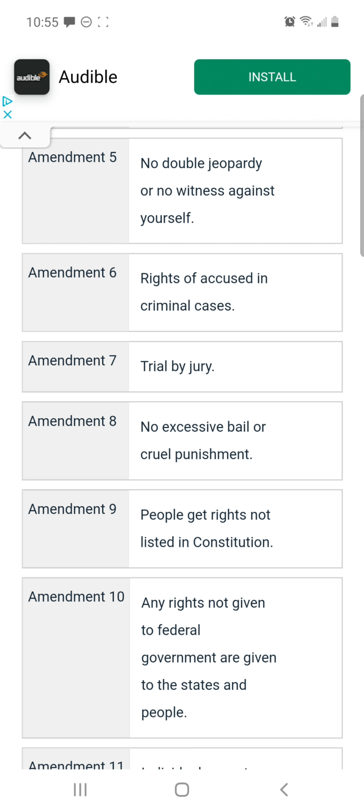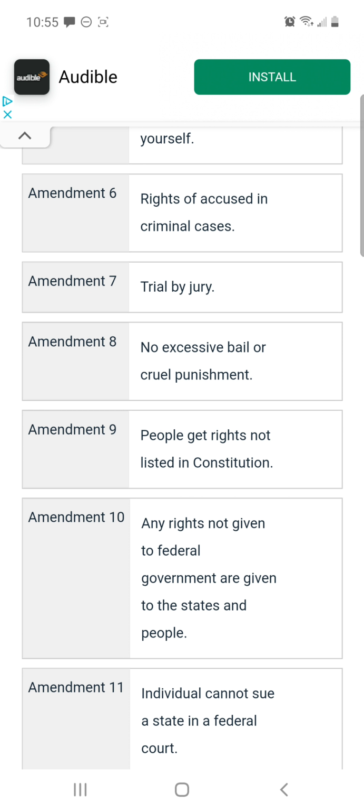5, no double jeopardy or no witness against yourself. I think that means you can't be charged twice. Amendment 6, rights of accused in criminal cases. So even if you are a criminal, even if you are a scumbag, you have the right to see your day in court. The cops should not be killing you, shooting you in the back 5 to 17 times, choking you out. What they should be doing is their job, which is to arrest you in the most calmest way possible, take you to jail, and then you see your day in court.